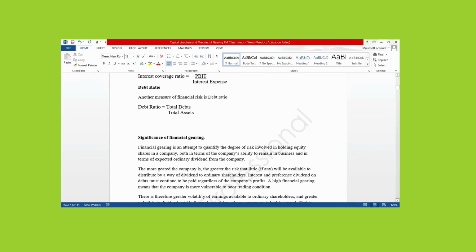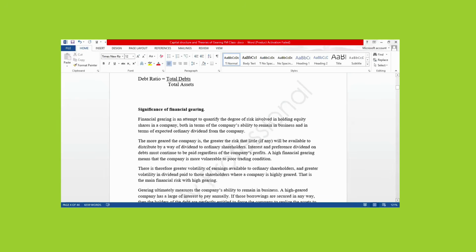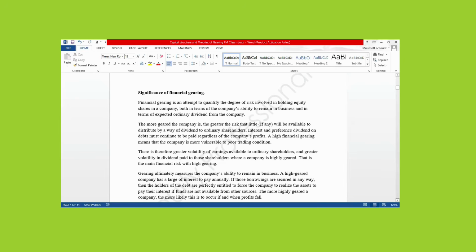A high financial gearing means that the company is more vulnerable to poor trading conditions. What we are trying to say is that financial gearing measures the ability of a company to continue in business. It also measures the ability of a company to pay returns to the owners of the company. Where there is volatility in earnings, there will be greater volatility in dividends paid to the shareholder.